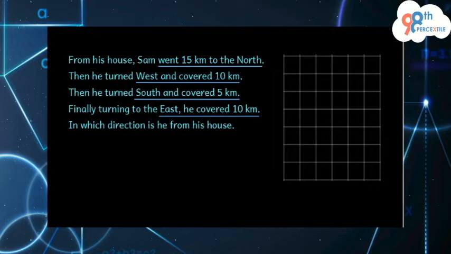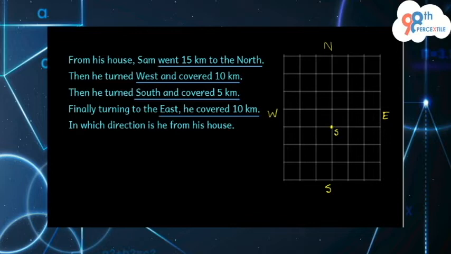Now over here I could use a rough grid kind of structure. Over here I have a grid, and this is my north, south, east and west. Taking one point, let this point be the original position, the house of Sam, and I'm taking each unit length to be 5.